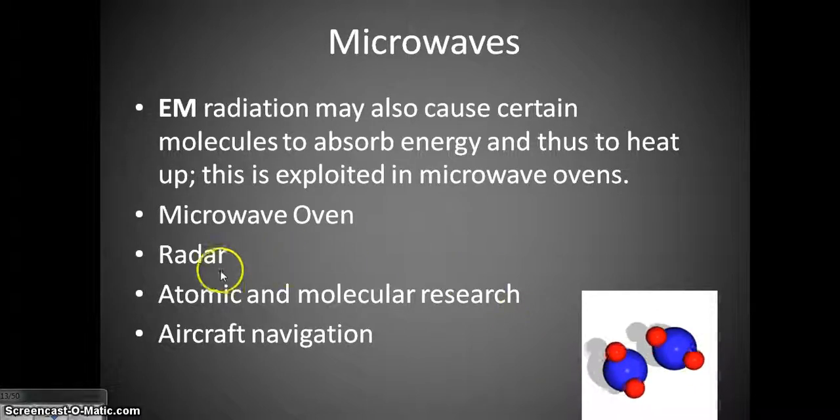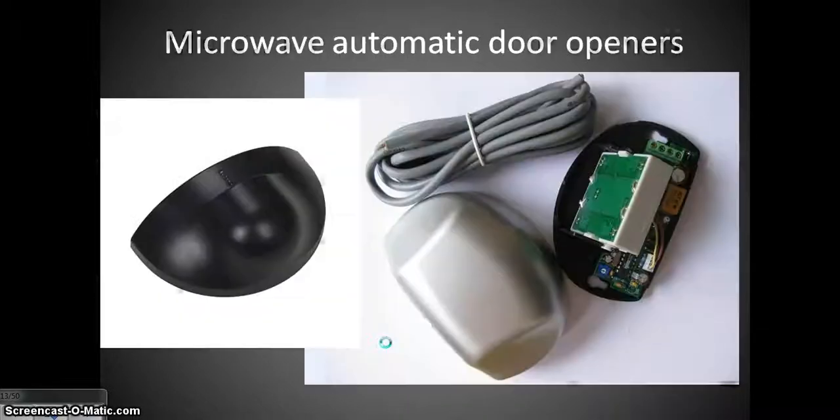We use it for radar, for atomic and molecular research, for aircraft navigation. Oh, there's microwave automatic door openers. So when you're going into the grocery store, there's probably a little transmitter that's sending a beam of microwaves through the threshold of the door. And so when you go into the grocery store, you break the beam of microwaves and the door opens.